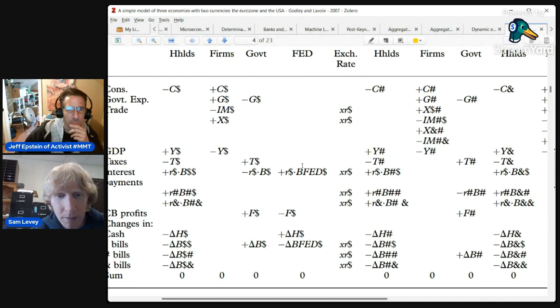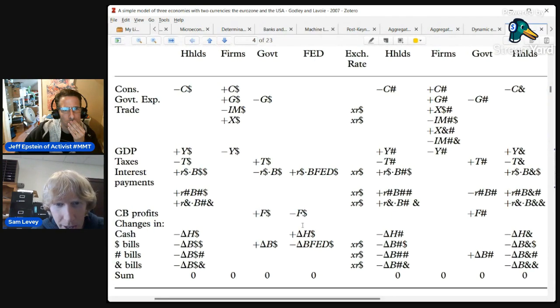So the Fed has the instrument, and the interest that they earn, they pay out their profits to the government. And then they can issue cash, and they can also buy bills.